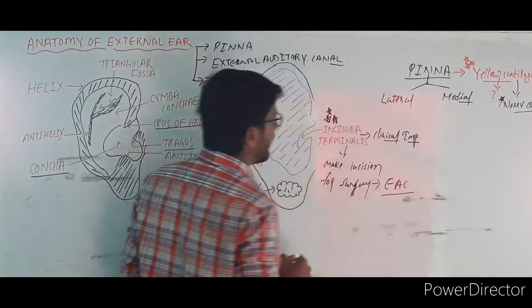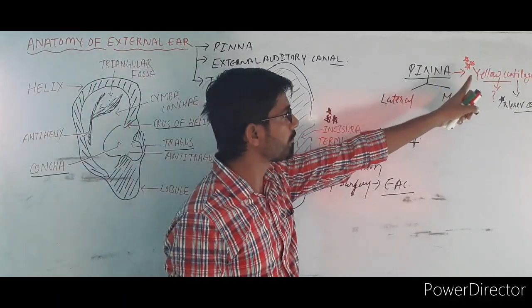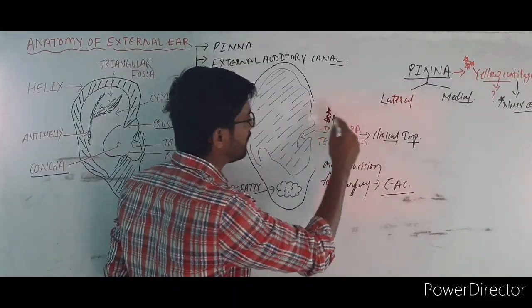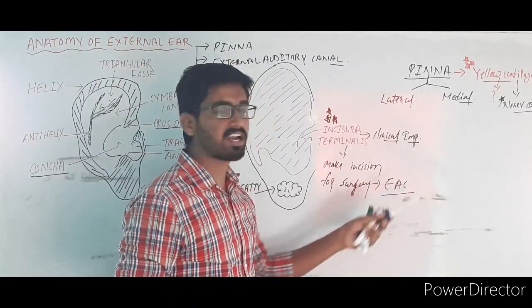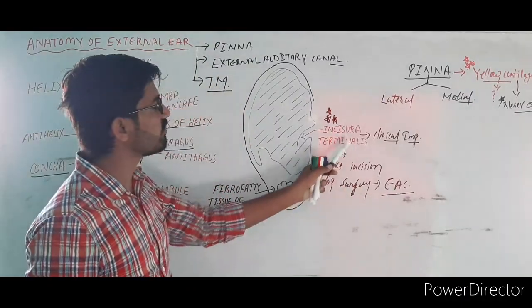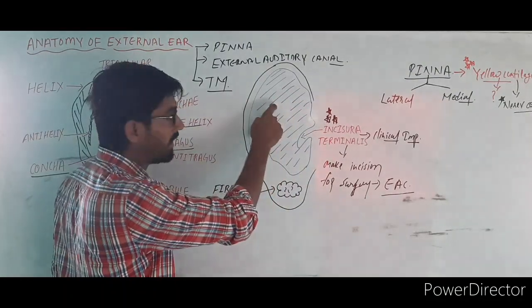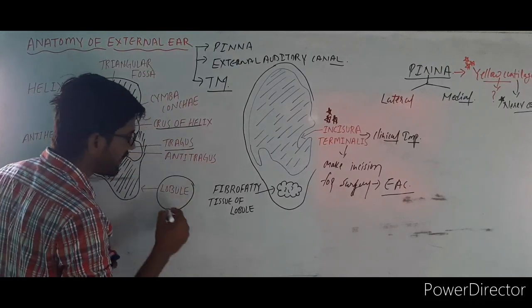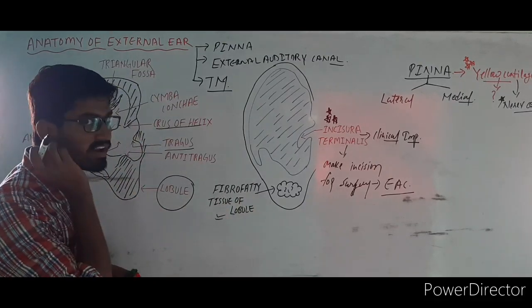Already I told you that the pinna is formed by yellow cartilage, and if we cut the cartilage part, it will never ossify. So this is the only part from where we can make an incision for surgery of the external auditory canal, and sometimes for the mastoid cavity. This blue colored part is the cartilage part, and this part is the lobule. The lobe is formed by fibrofatty tissue.